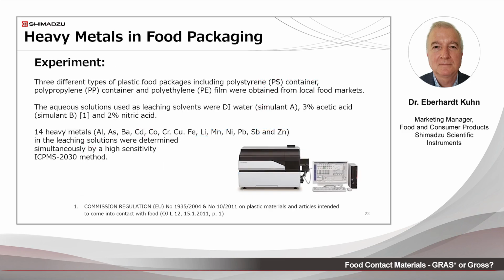Now let's switch gears and look at some heavy metals in food packaging. For this experiment, we went to our local supermarket and bought 3 types of food containers: polystyrene, polypropylene, and polyethylene. We then used what are called food simulants to leach whatever is in these food contact materials into the food simulant, and then we analyzed for 14 heavy metals simultaneously with a high sensitivity Shimadzu ICP-MS 2030.